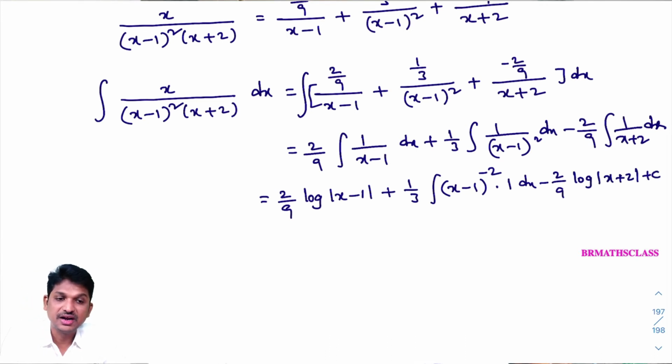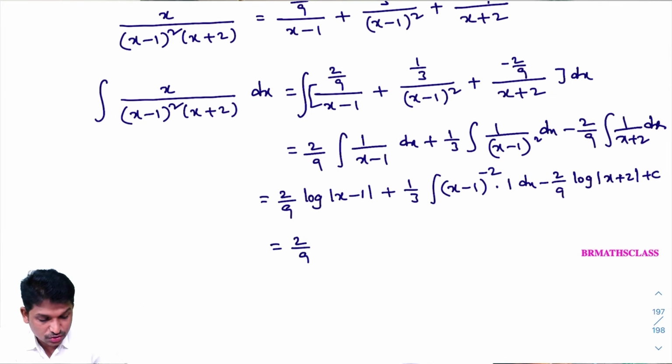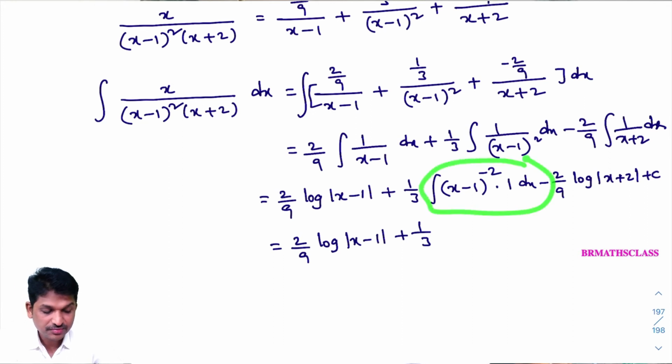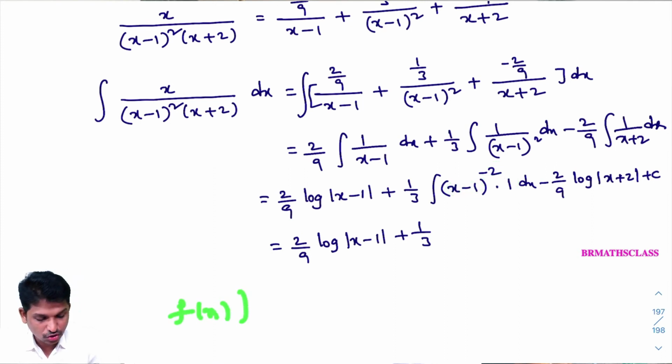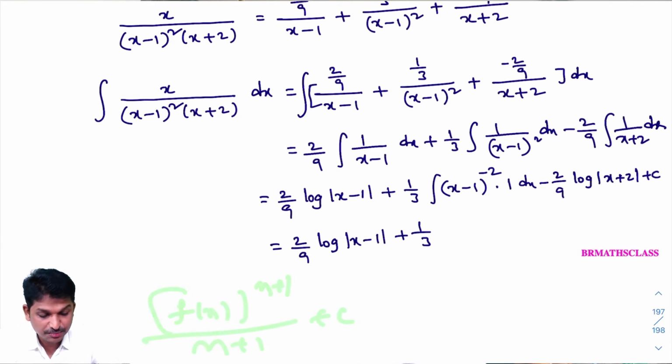I hope you are understanding. Now look here, this integration is needed. Now I need to integrate this. That is equal to 2 by 9 into log mod x minus 1, plus 1 by 3 into, this is of which form? In the last problem also we used it. This is of which form? Integral of f of x whole power n into f dash of x dx. What is the answer? F of x whole power n plus 1 divided by n plus 1, plus c. Right? So I'll apply that formula.